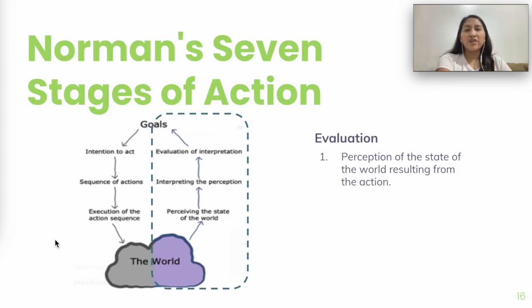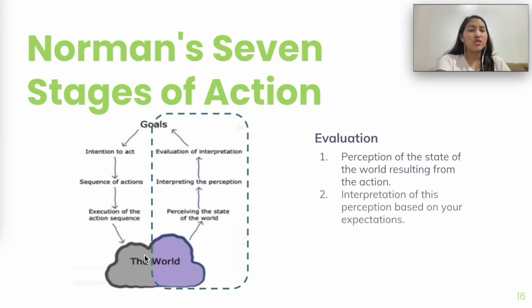So the second part of the Norman's 7 stages of action is the evaluation. So in the first part, you executed to achieve the goal, now you need to evaluate what happened in your execution. So the first step in the evaluation is the perception of the state of the world resulting from the action. How is the world when you executed certain actions? Second is the interpretation of this perception based on your expectations.